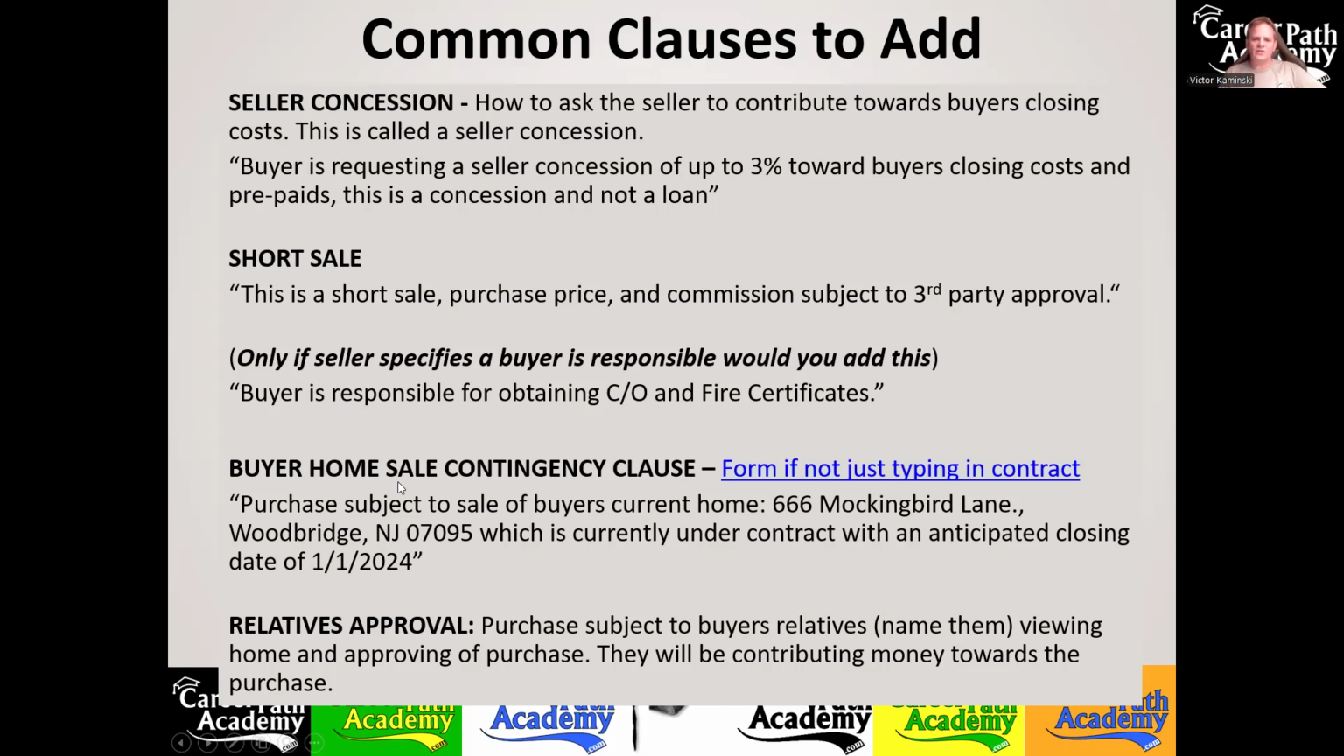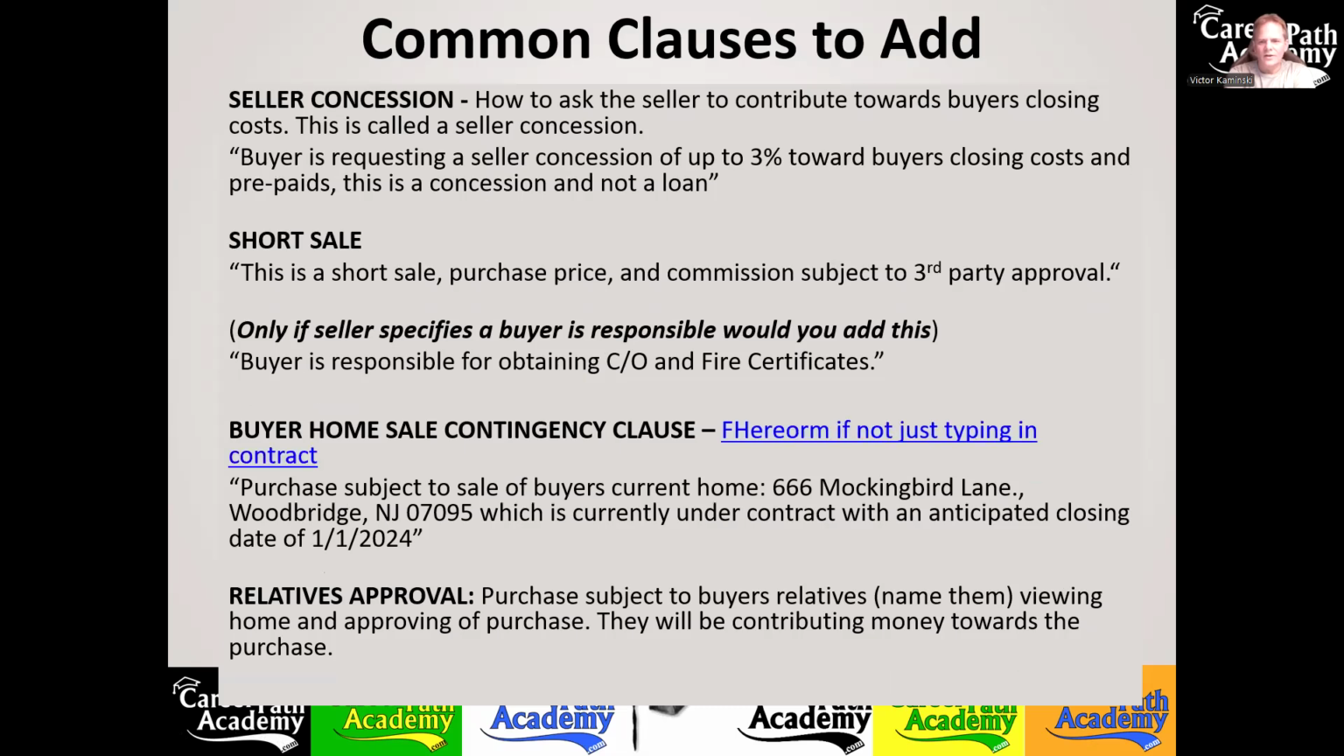The buyer's home sale contingency clause, if not just typing it in the contract, there's actually a form here. Here is a form, if not just typing it in the contract. So basically you could click on this and it'll take you there. You could write into the contract something like this.